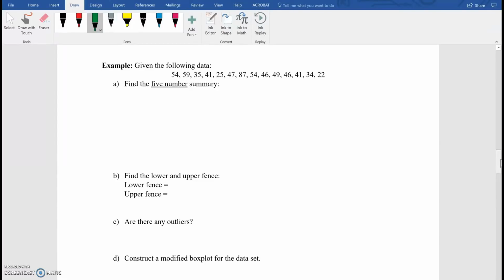Okay, so I'm going to first go ahead and put this in order. My lowest number seems to be 22, so I'm going to start off with 22. Then after that is a 25. Then 34. Then after that is a 35. Then two 41s, so two different 41s. Then we have a 46 and another 46.